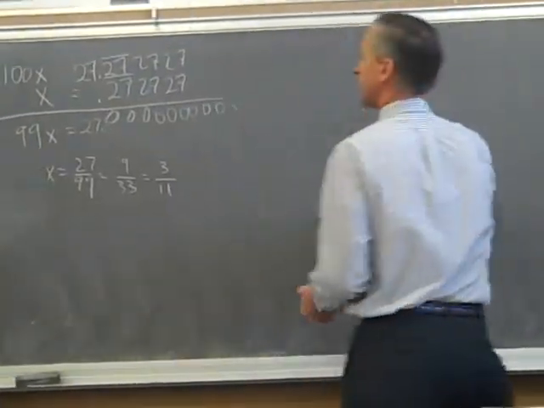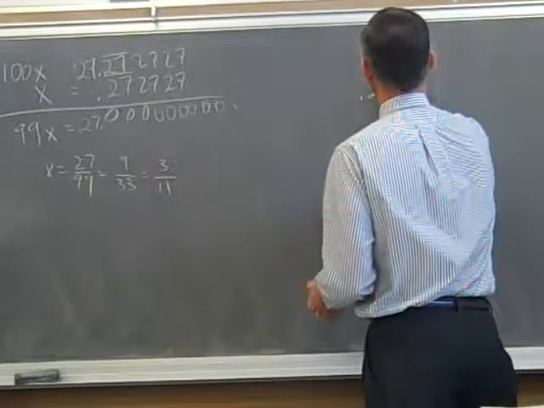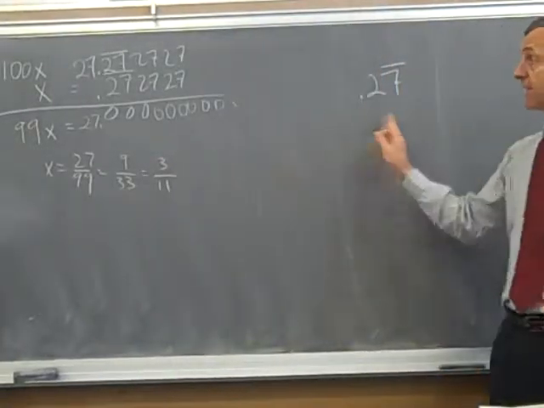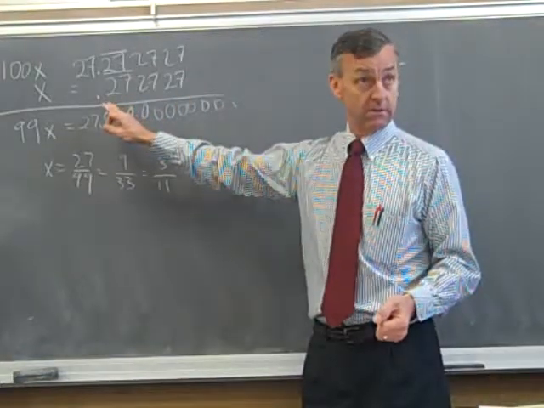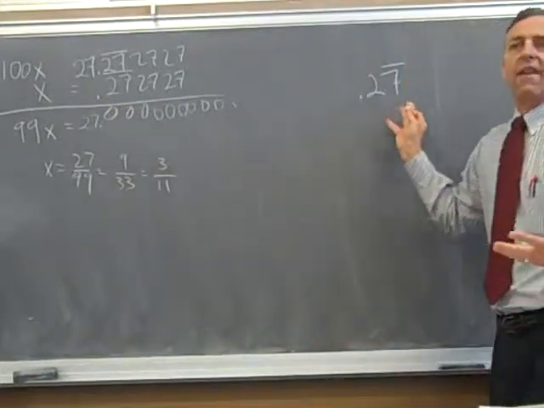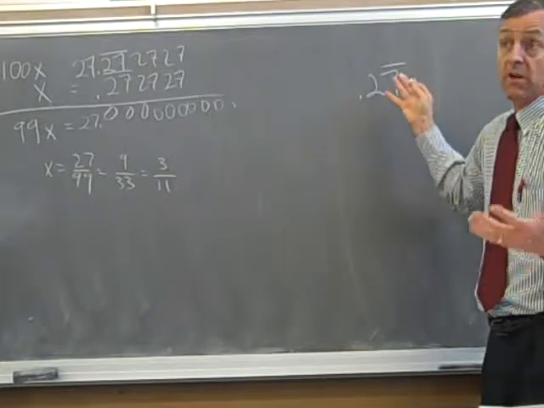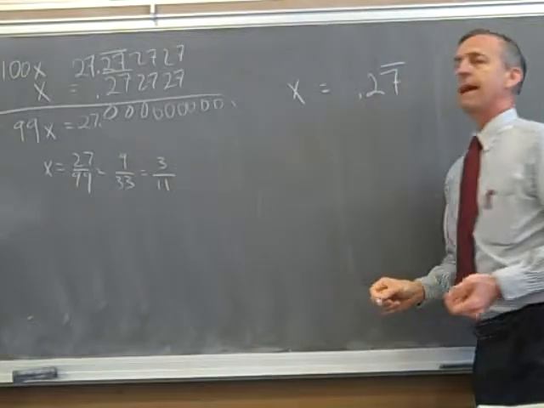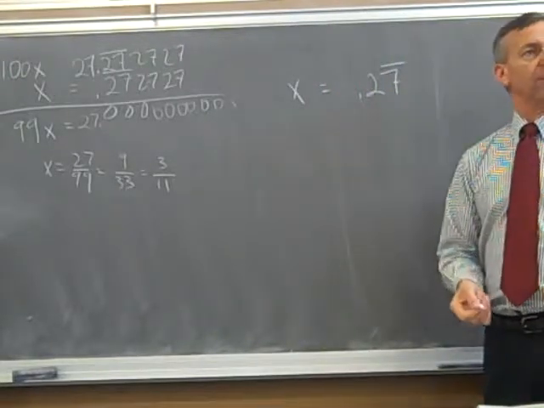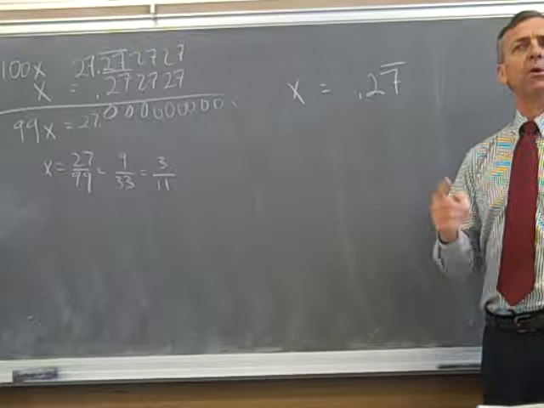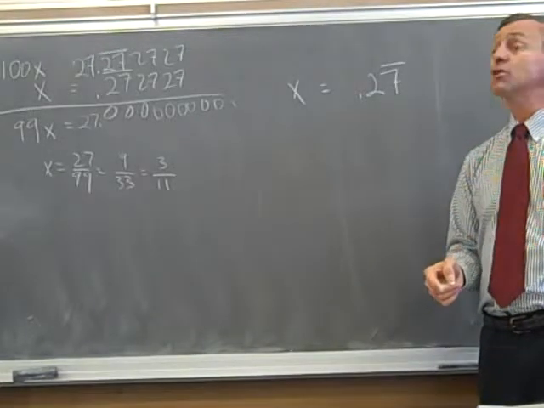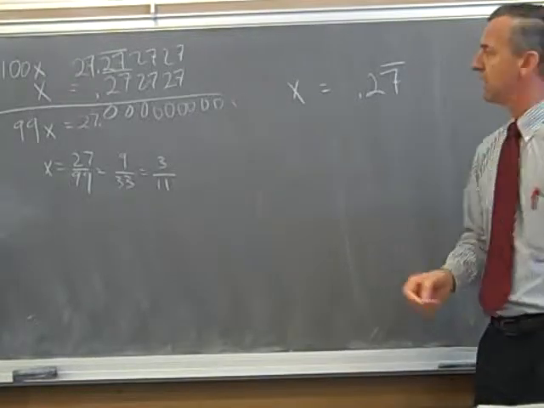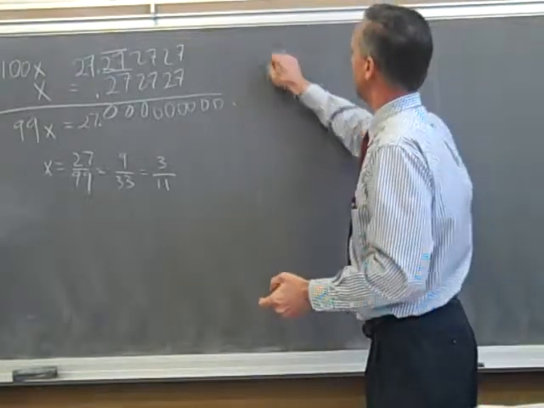Let's do 0.27 with just the 7 repeating. That's a different number than this one, correct? Yeah. All right, do we know what that's equal to? No. So let's call it x. Now, how many digits in the repetend? 1. That means I'm going to multiply both sides by the first power of 10. What's the first power of 10? 10. So when I multiply x by 10, I get 10x.